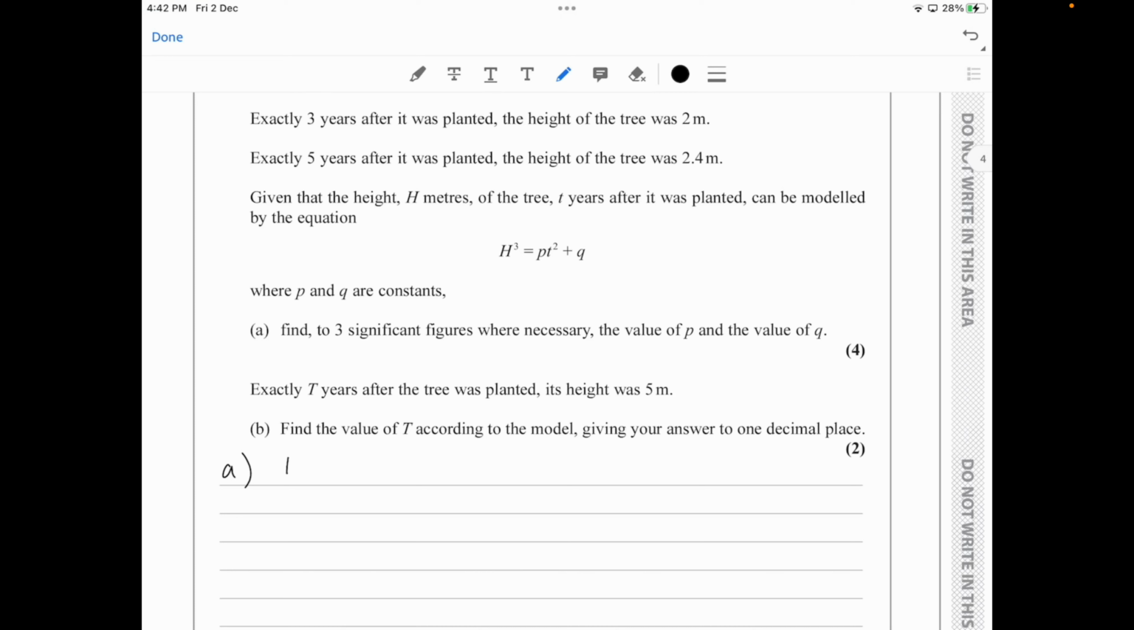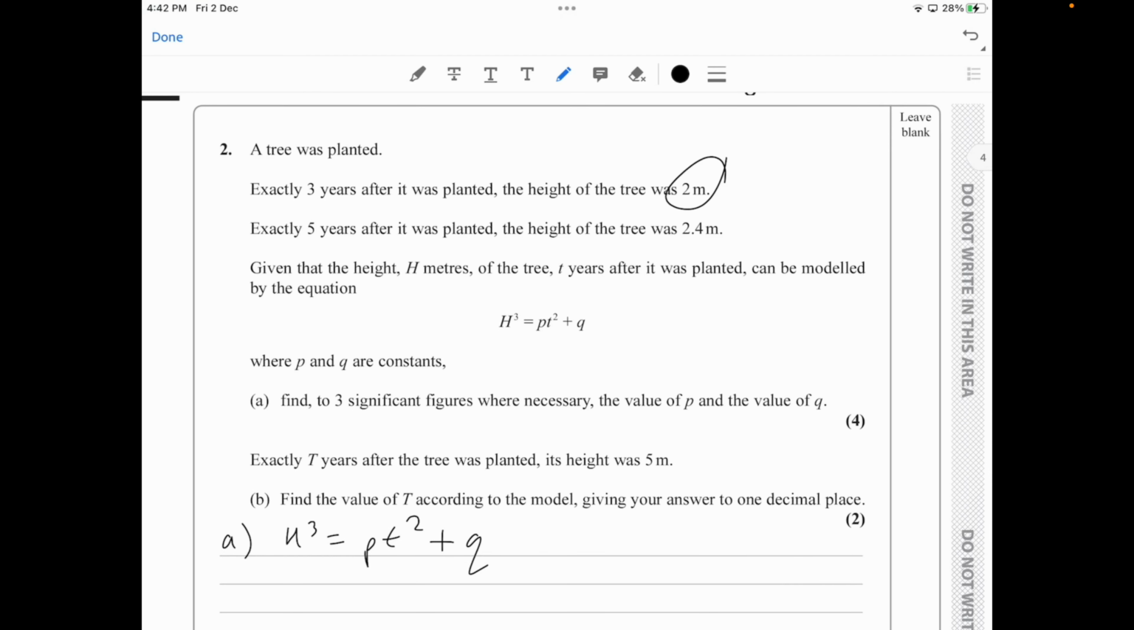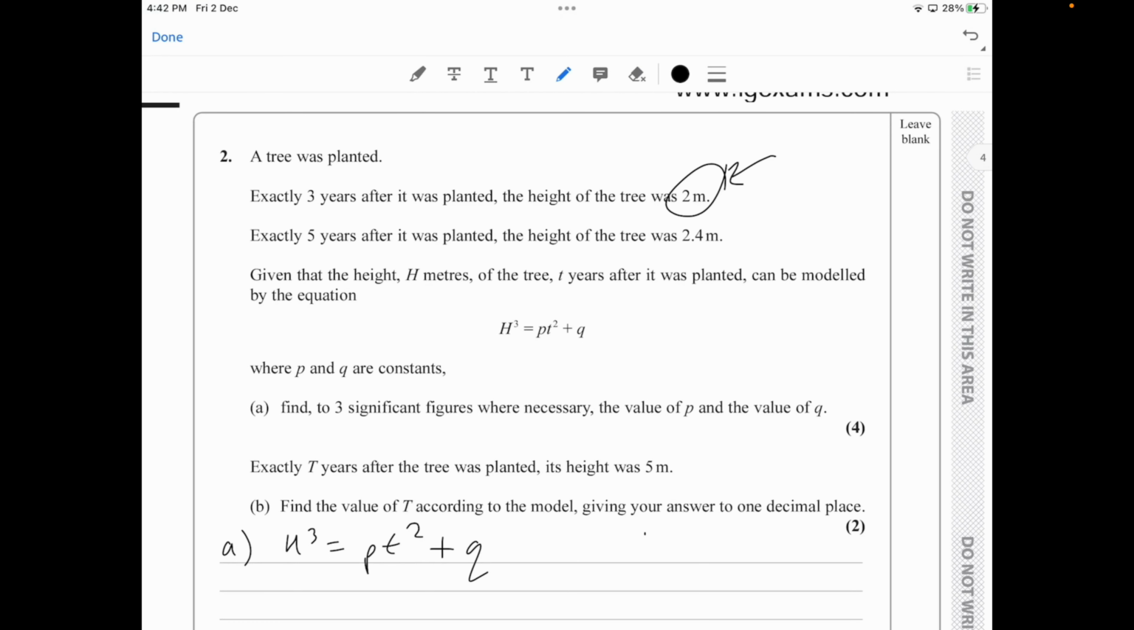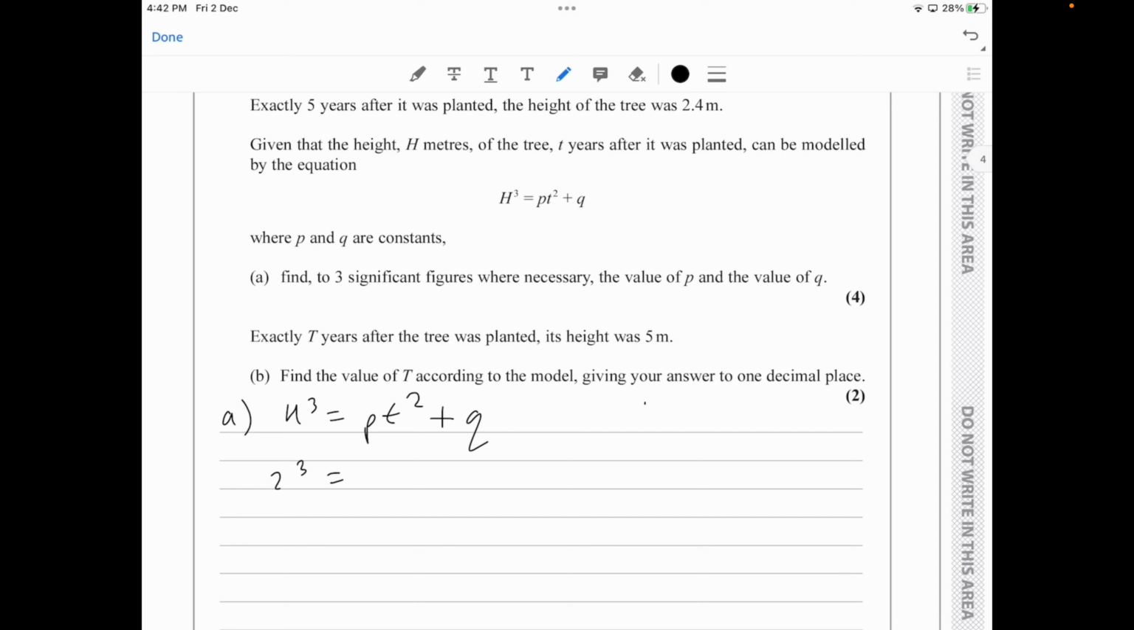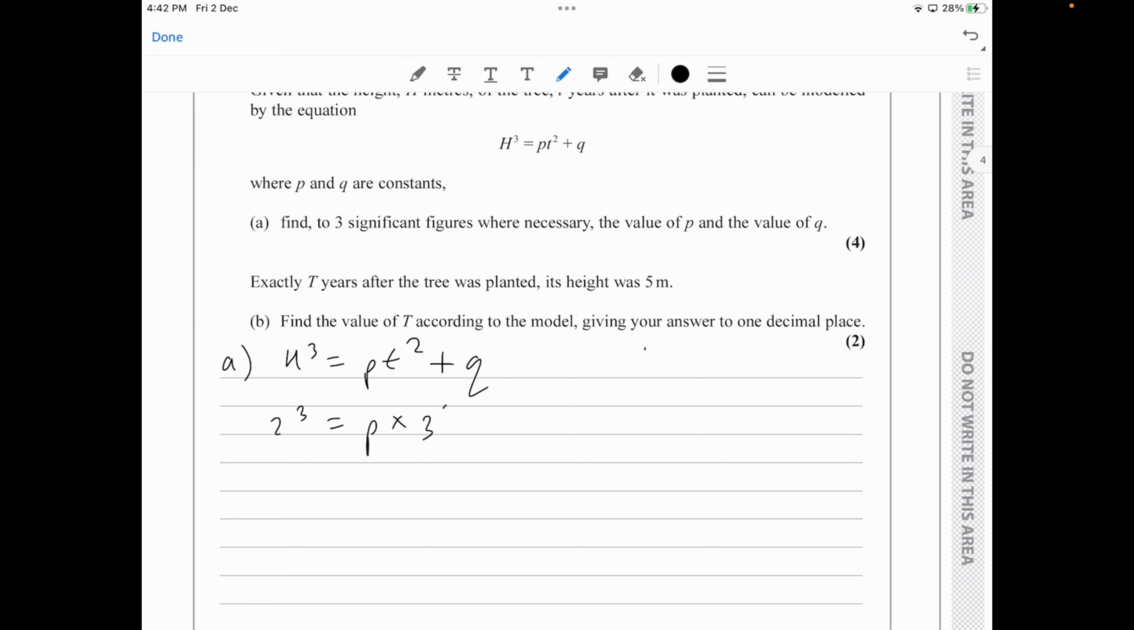Alright, so we're given the equation. We're just going to write down the equation at first. h raised to the power 3 is equivalent to pt squared plus q. Now we're going to substitute some of the values. We know that the height of the tree was 2 meters, and we know the timing as well. We know that h is the height in meters, and t is the time in years. So we're going to substitute this. We know height is 2 meters, so we write 2 raised to the power 3 is equivalent to p times the time, which is given as 3 years, 3 squared, plus q.